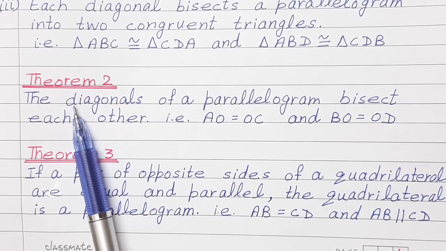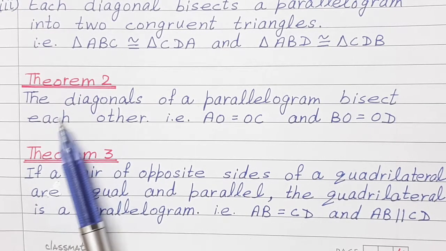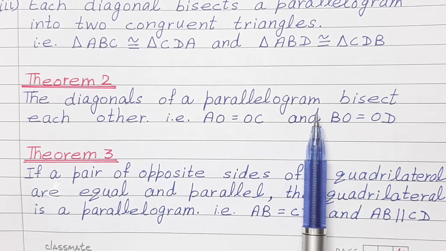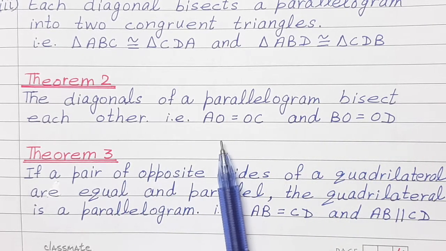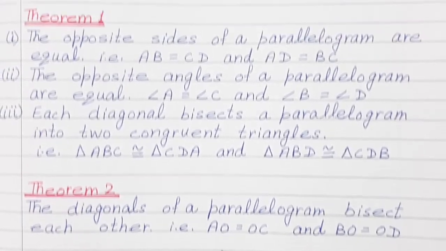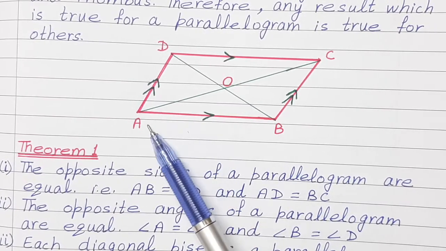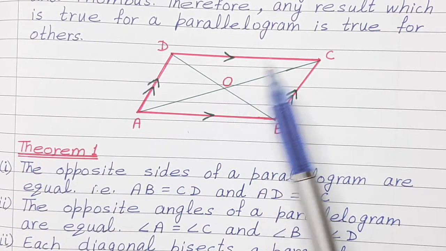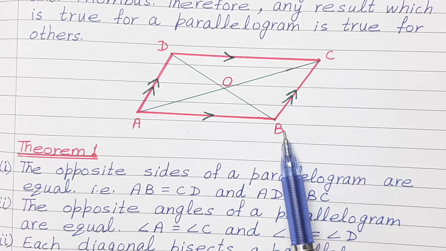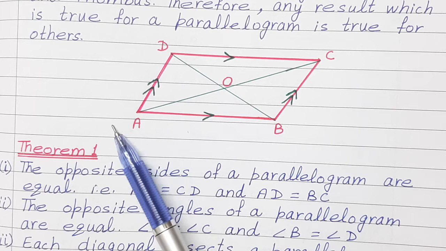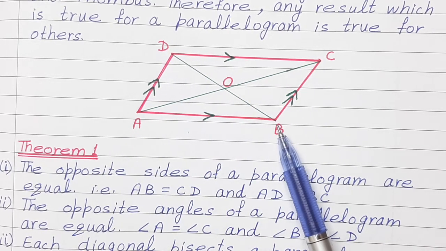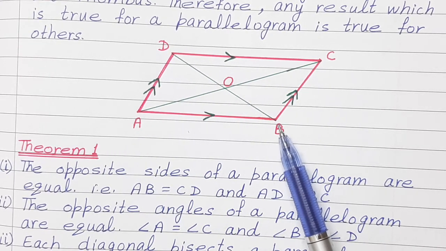Now children, theorem number 2 is the diagonals of a parallelogram bisect each other. That is, now you can again see in the diagram, AO is equal to OC and BO is equal to OD. Right? So AC and BD are bisecting each other. Clear?